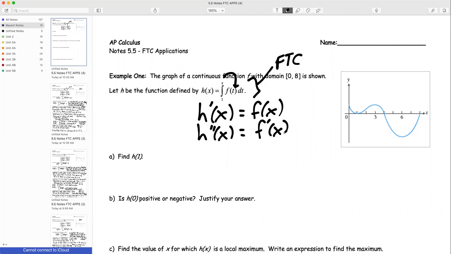Okay. So here we go. It says find h of 1. So h of 1 is, I'm going to use the original function that they gave me and plug in 1 for x. So it's going to be the integral from 1 to 1 of f of t dt. And I know that that value is 0.